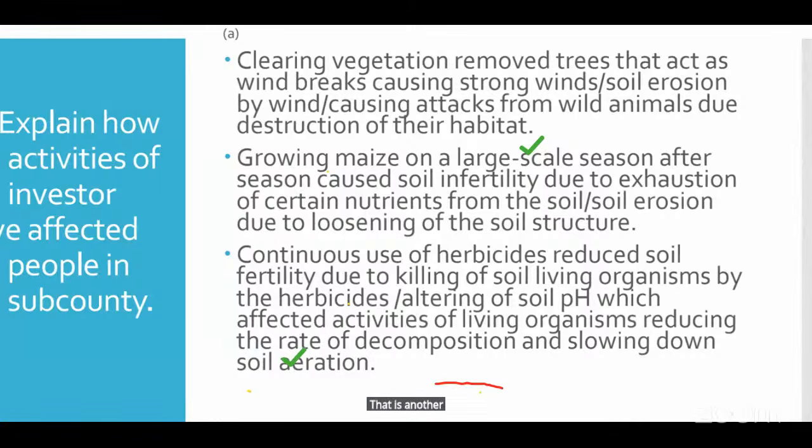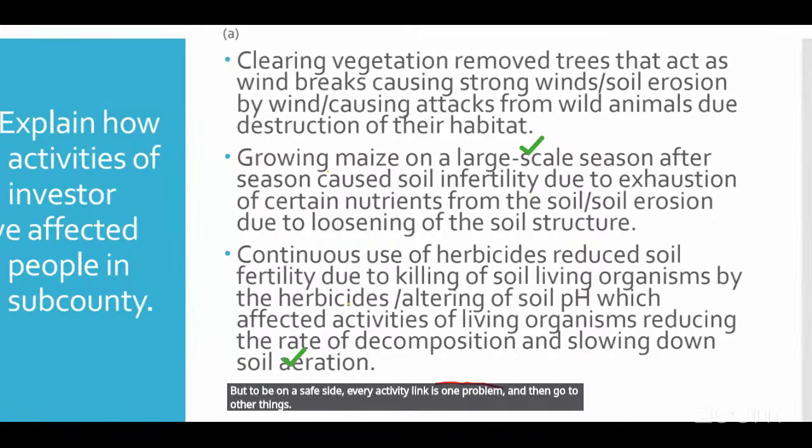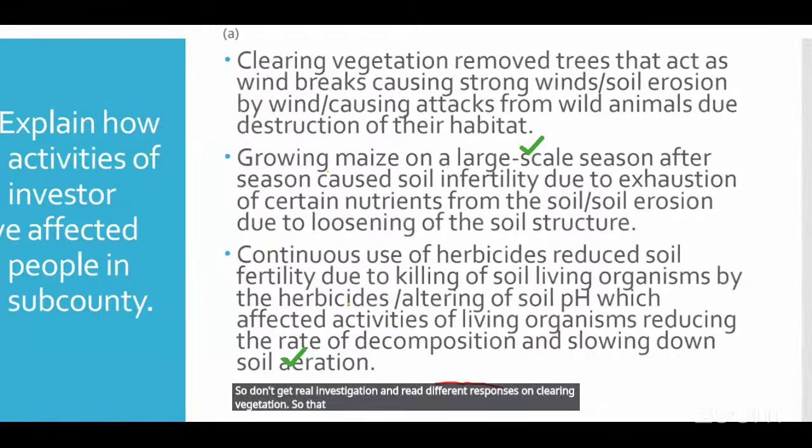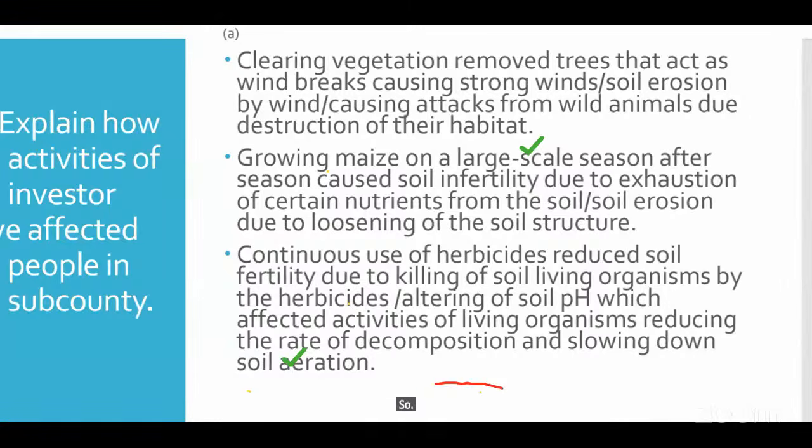So meaning one activity here can have three different problems that it's bringing about. But to be on a safe side, every activity, link it to one problem and then go to other things. So don't get clearing vegetation and write three different responses on clearing vegetation. That may be repetition of the activity. So every activity, link it to one problem, then go to another activity.